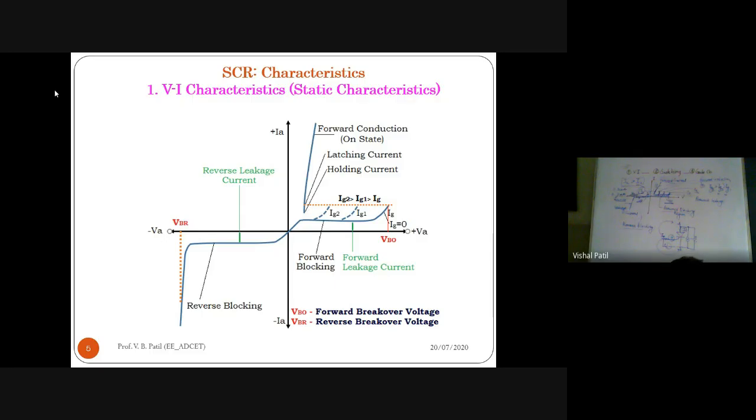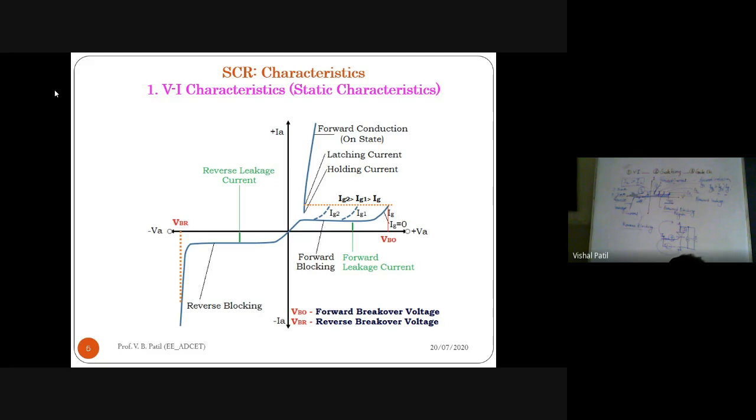So the reverse voltage is blocked, so it is the reverse blocking mode. But after that voltage, that value of the voltage, which is VBR, that is the reverse breaker voltage, we experience a very huge current through the device in the reverse direction. Because of this, junctions J1, J2, J3 will break down. There is avalanche breakdown. We call it avalanche breakdown. This is another term associated with the characteristic.